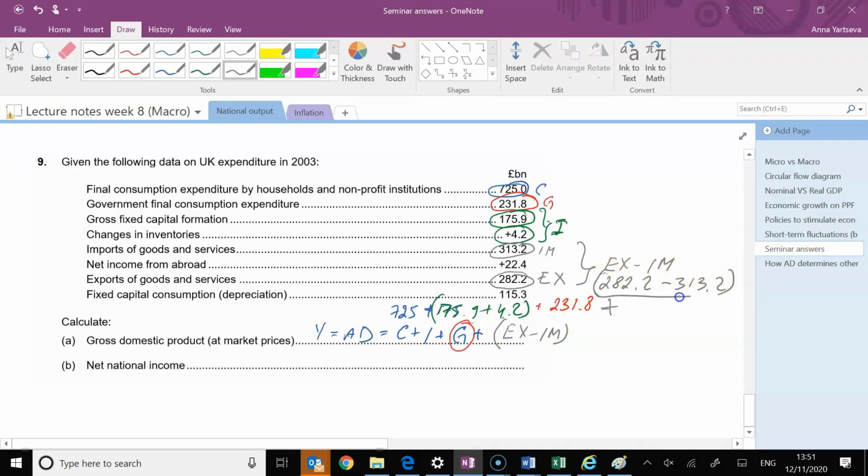So we are adding this to the rest of our formula. We add exports and subtract imports. And as a result, we will have 1105.9 billion. So this will be our GDP, a sum of consumption shown in blue, investment shown in green, government expenditure shown in red, and trade with the rest of the world, net exports shown in gray. Sum of all these four components will be equal to 1,105 billion pounds.